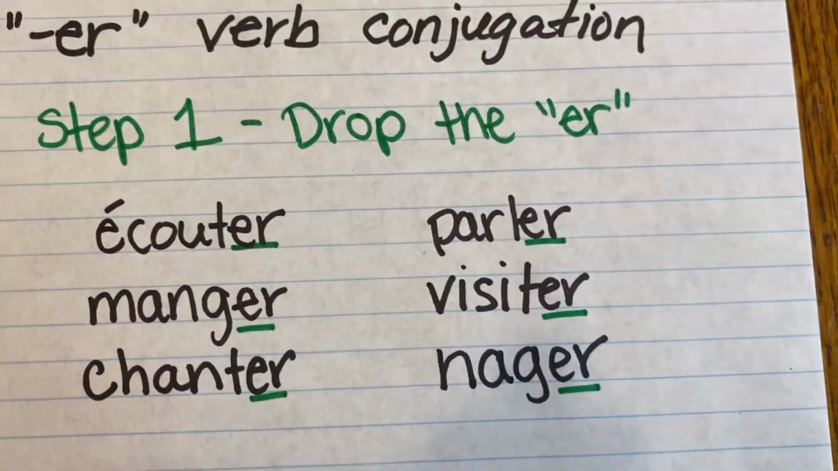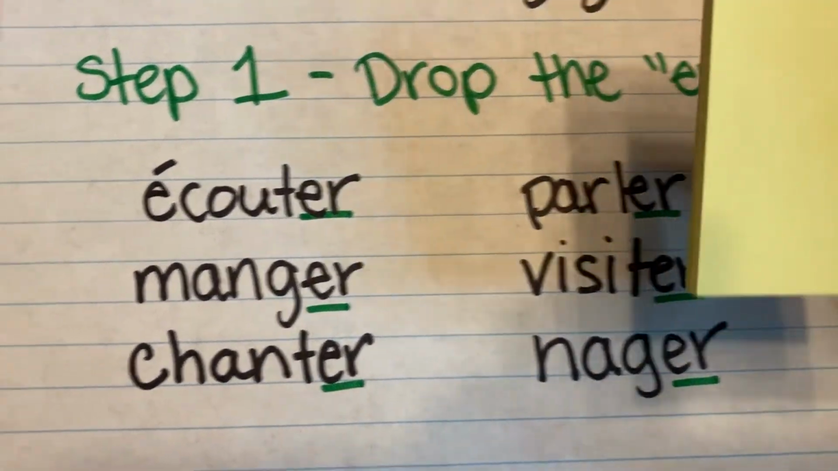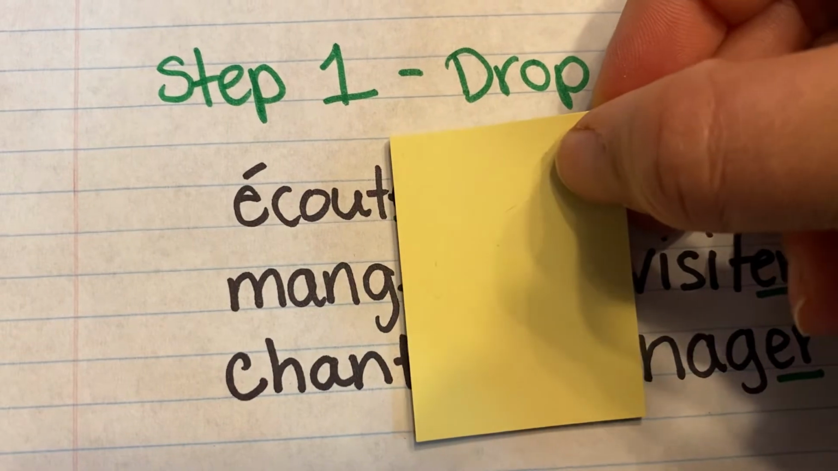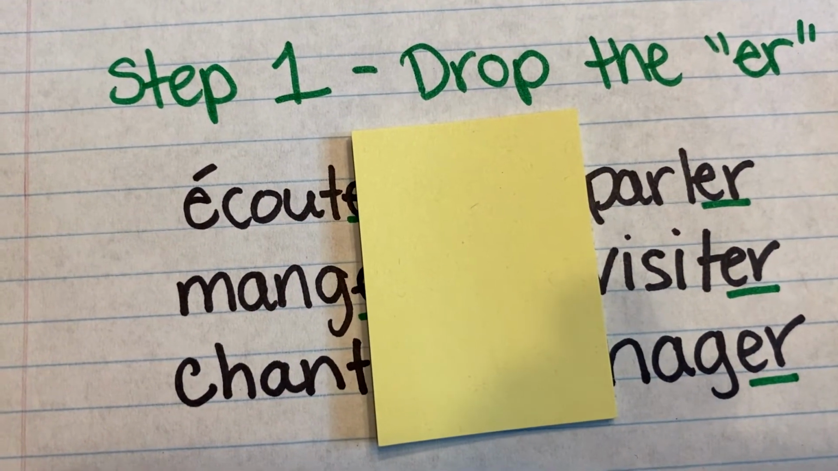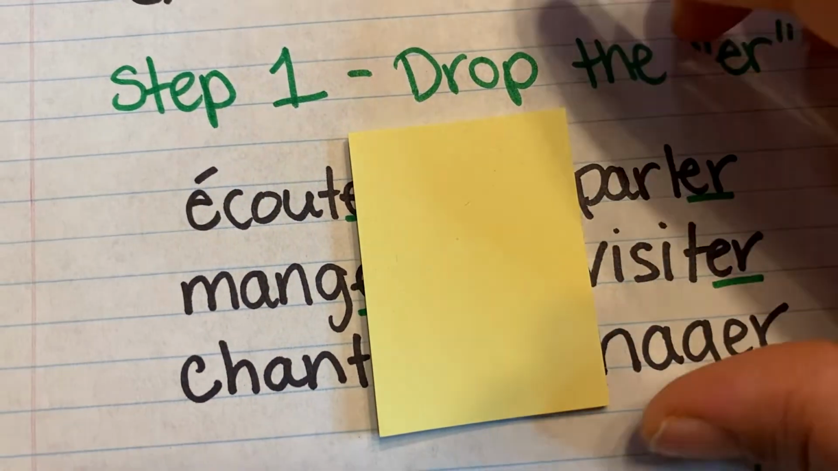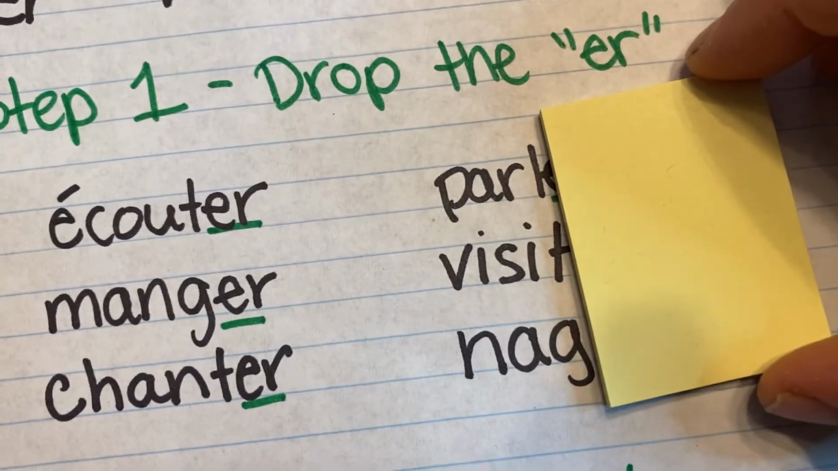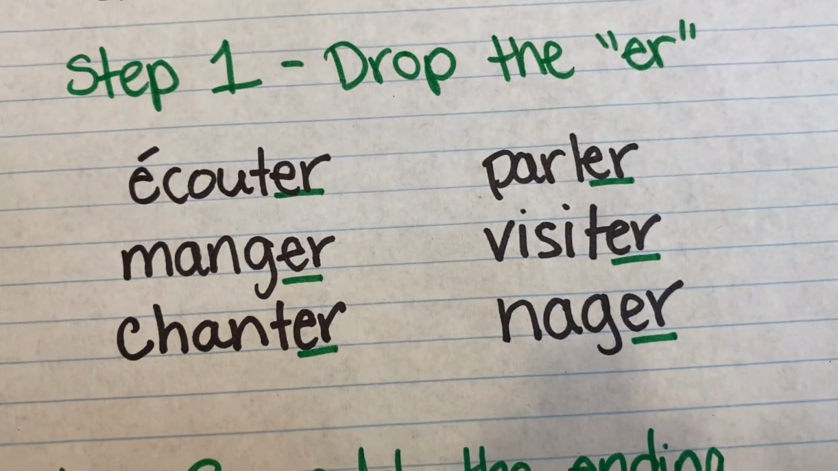So step 1 is we're going to take off the ER and get our verb stem. So what do I mean by take off the ER? You're going to take off the ER. So you'll have a stem like this. Écout, mang, chant. Or parl, visit, nag. Okay, that's your step 1.